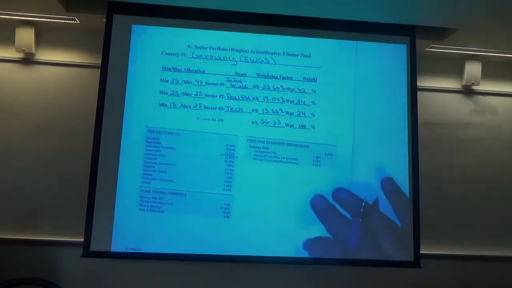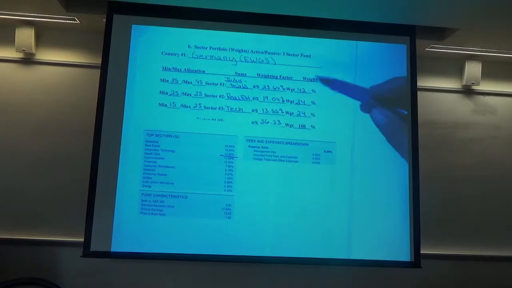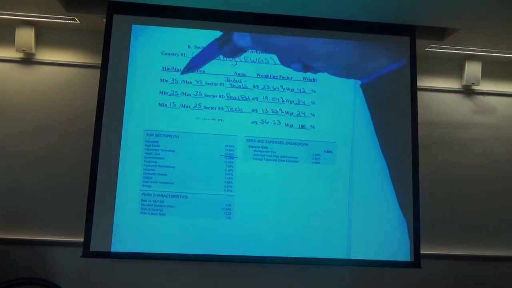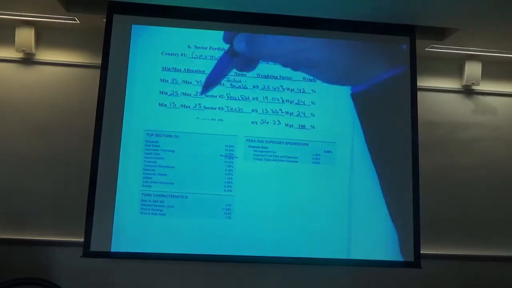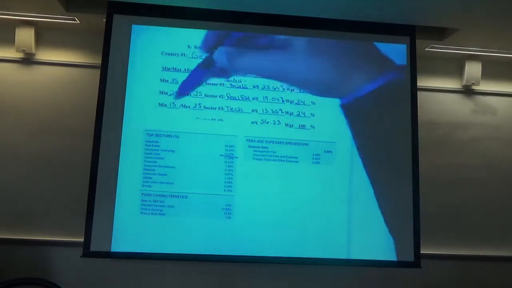So I felt pretty comfortable with industrials, since Germany is such a powerhouse in industrial production and exports, to have a fairly high weight in the industrial sector. Real estate was 34%, and technology was 24%. So when I set the minimum maximums, I made it 25 and 35, 35 and 25, and then 25 and 15. I just kind of came up with it.